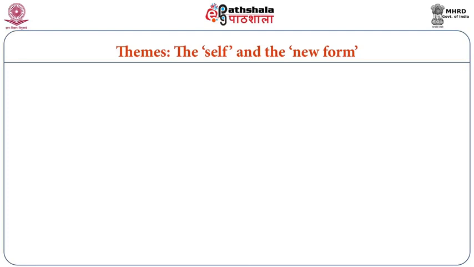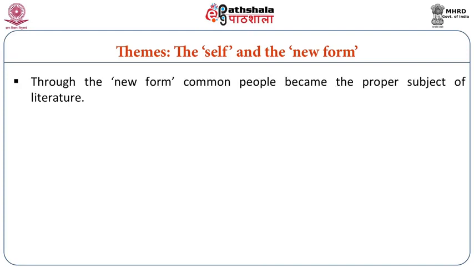Now, main themes within the text. There are two major themes which run through the text, and one is, of course, the theme of the self. And for that, again, we will be looking at the ways in which Robinson Crusoe constructs himself and the new form of the novel itself. Now, through the new form, common people became the proper subject for literature, and this goes back to ideas of realism, ideas of the middle class, which had learned how to read and write, which was newly literate and wanted to read not about kings and queens and high-class people, but wanted to read about themselves in literature.